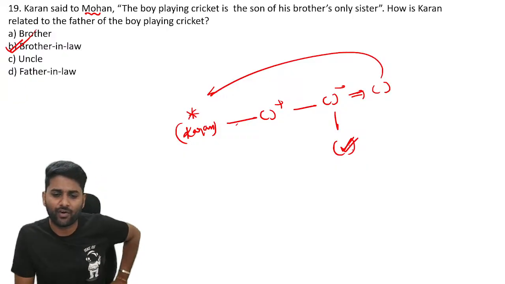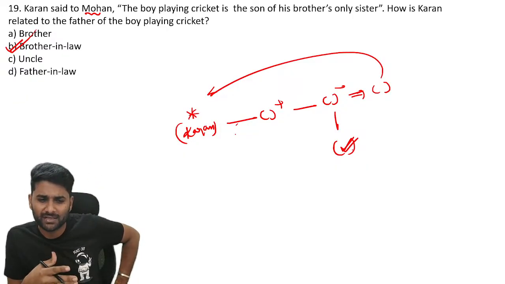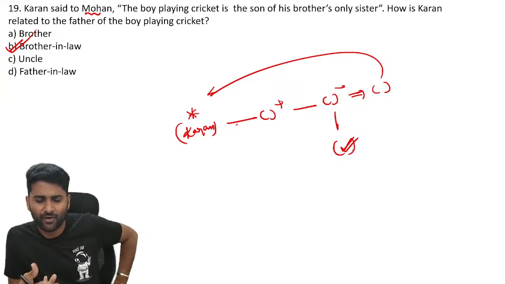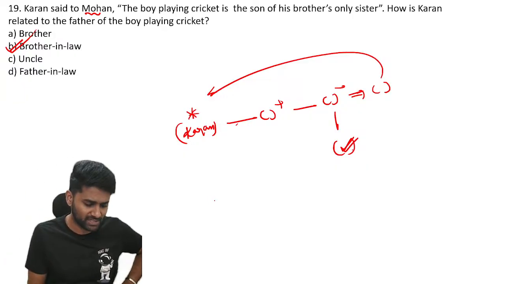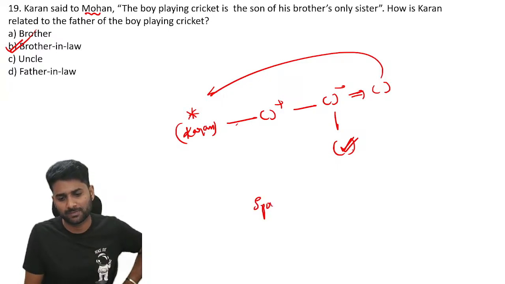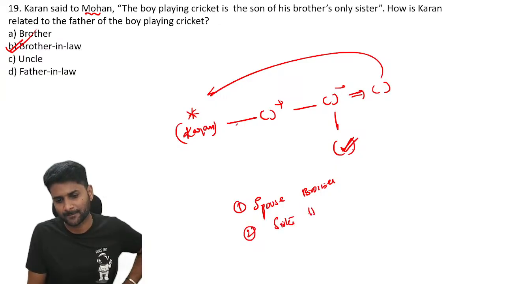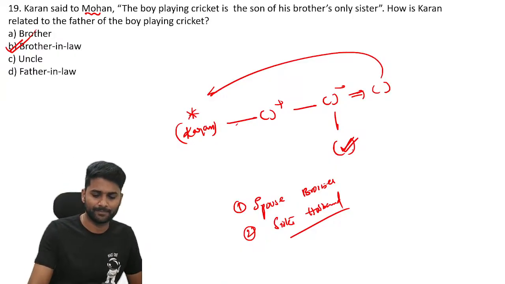Why? Because the wife of that boy's father is the sister of Karan. So we can conclude that Karan is the brother-in-law. For brother-in-law, we have two conditions, guys. Remember that. Spouse's brother is brother-in-law, or sister's husband is brother-in-law. These are the possible cases.